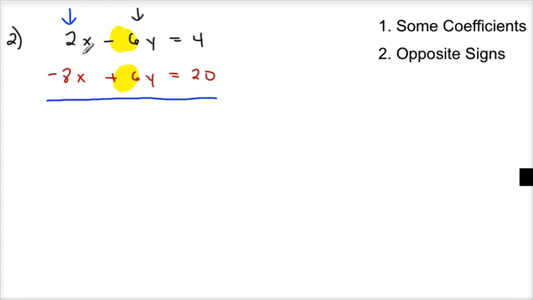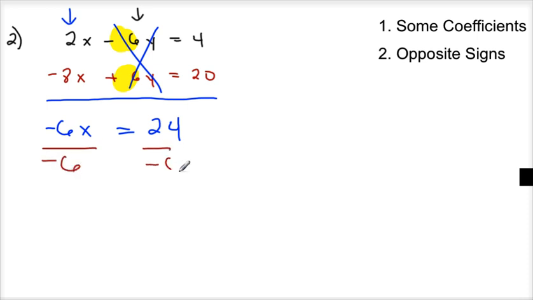So I'm going to add this. 2x plus negative 8x, I get negative 6x. Beautiful, negative 6x. These go away, equals 20 plus 4, and I get 24. Negative 6x equals 24. My next step here will be then, divide both sides by, what kind of 6? Negative 6. Beautiful. Divide both sides by negative 6. x equals negative 4.